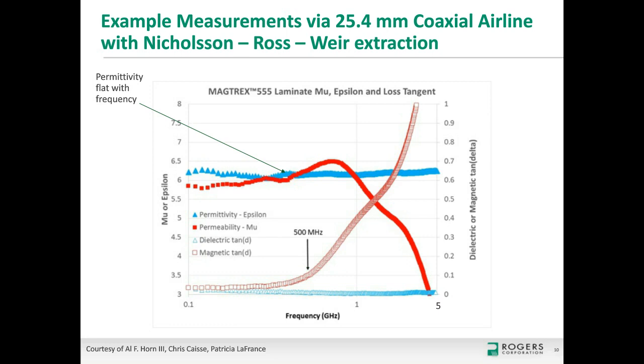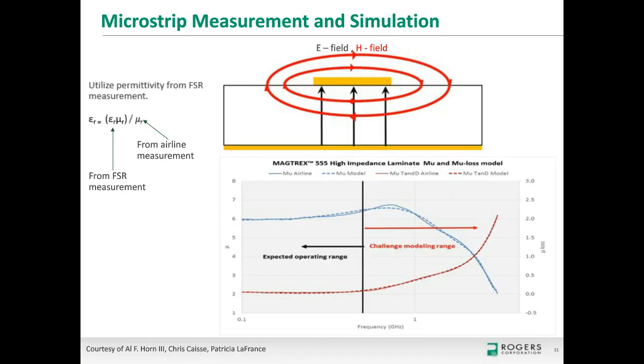But because my permittivity number is flat, I can now just use a single value for permittivity across that frequency range. So to accurately model a microstrip circuit, what you'll do is take the full sheet resonance value, divide out your x value for your xy permeability, and that'll give you your z-axis permittivity. And now I've got a z-axis permittivity and an xy permeability that I can use to model a circuit.